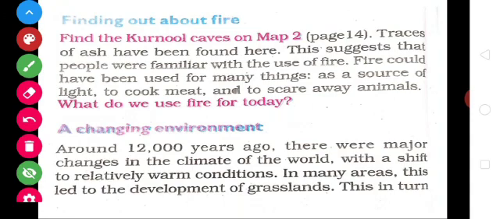Those traces of ashes suggest that people were familiar with the use of fire, and fire could have been used for many things. See, fire is a source of light, and it was used to cook meat and to scare away animals.